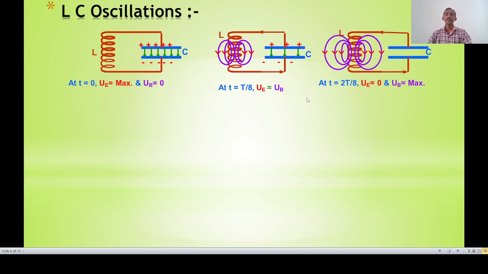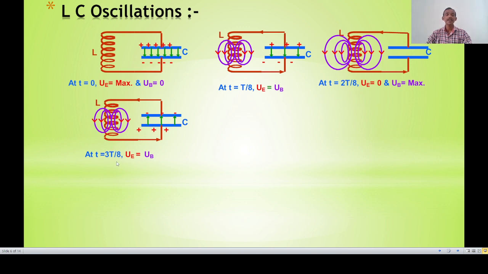Now in the third case, that is at t is equal to 2T by 8, the capacitor will be fully discharged. In this case, the total energy stored in the capacitor will be fully transferred into the magnetic energy stored in the inductor. Therefore at that time, UE is equal to 0 and UB is maximum, that is, total energy in the form of magnetic energy.